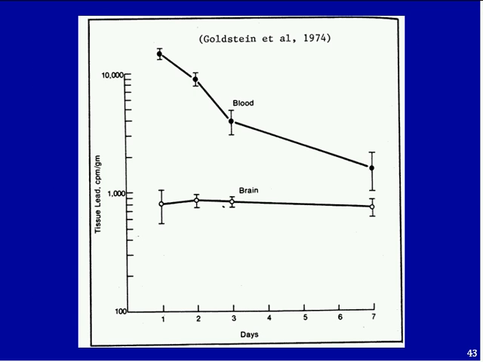This is a quick slide in passing I wanted to show in which animals who were exposed to lead underwent chelation, and what you can see is that there's a big decline in the blood lead concentration over the period of chelation, but there's relatively little decline in brain lead concentrations during the period of chelation.